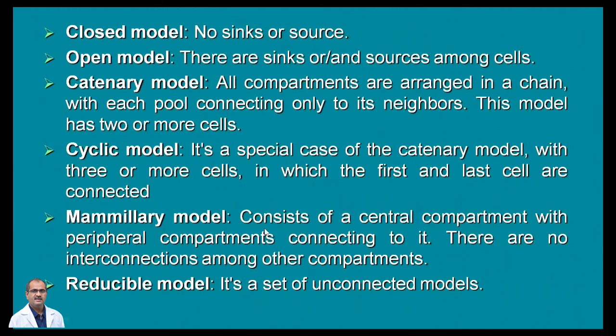Then the mammillary model, consisting of the central compartment with peripheral compartments connecting to it, central and peripheral. There are no interconnections among the other compartments. Compartment 3 to compartment 2, there are no connections, whereas in other models there will be. And a reducible model is a set of unconnected models.